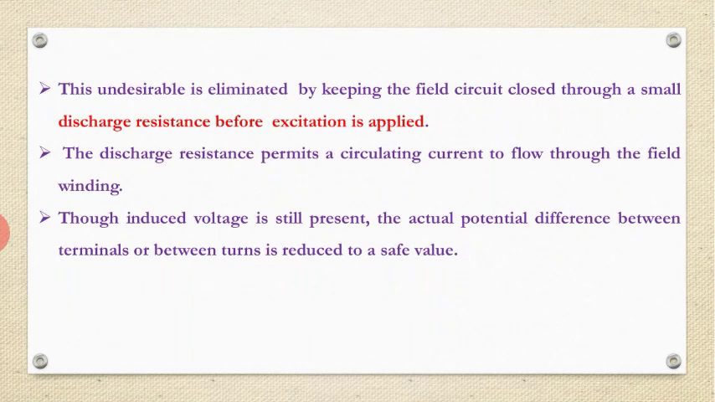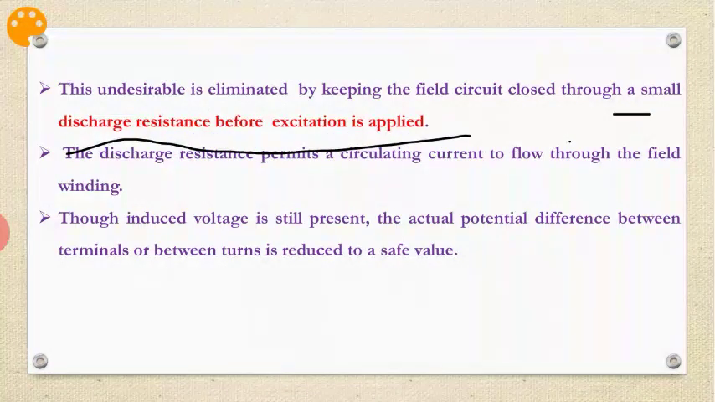So hence it is undesirable. What is needed is to eliminate this voltage generation in the field winding. So what we have to do here is introduce a small resistance to overcome this problem: a small discharge resistance before excitation is applied.